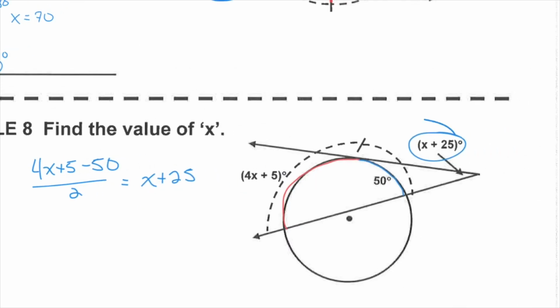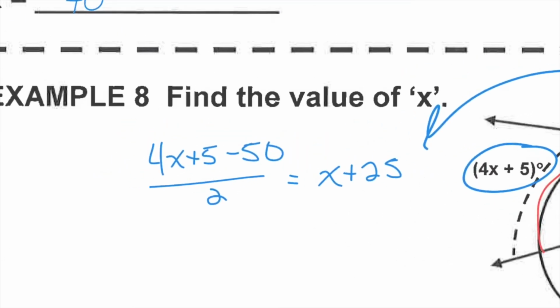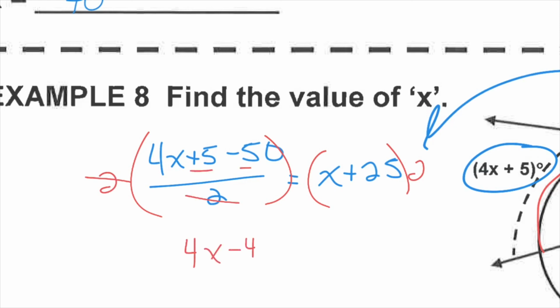So I have my angle goes right there. This other expression went in the top where the arcs went. Same thing as last time though. I can clean this up a little bit by multiplying both sides by 2. And I'm going to go ahead and combine some like terms here. I'm left with 4x minus 45 equals, don't forget to distribute, 2x plus 50.